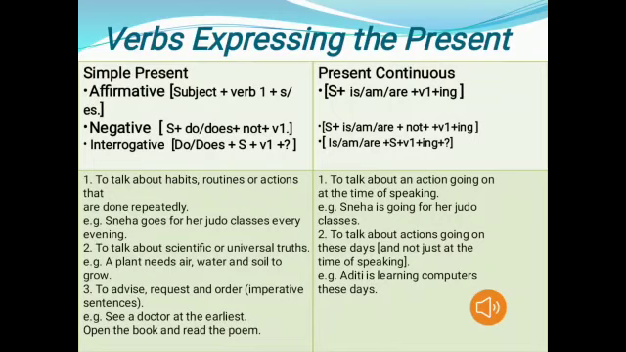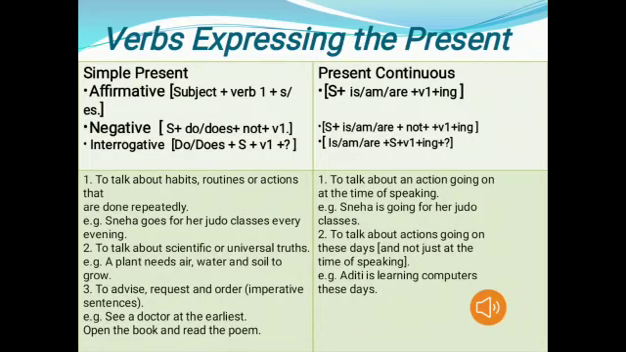Then comes the interrogative sentence. In interrogative sentences, we are asking someone questions. So the sentence starts with do or does. We will write like this: do or does plus subject plus first form of the verb, and then the remaining part of the sentence, and at the end we will put the question mark. The interrogative sentence always ends with the question mark.